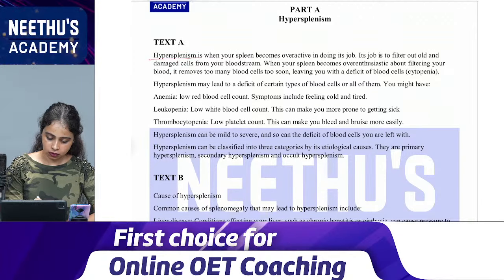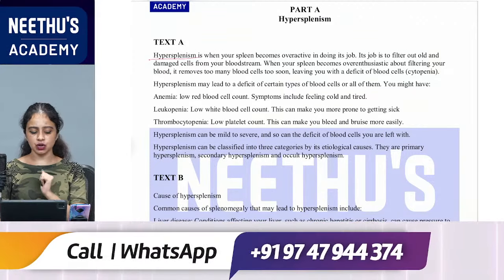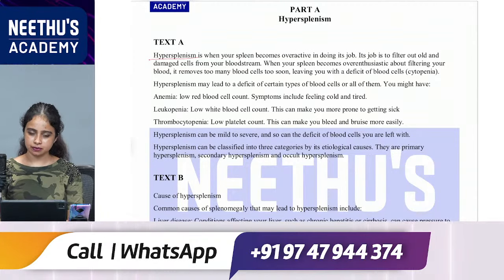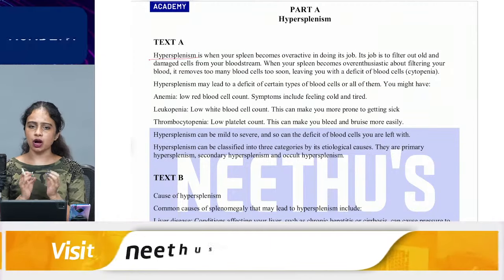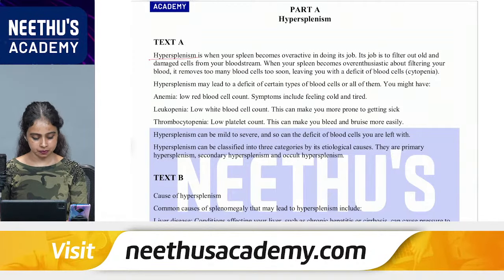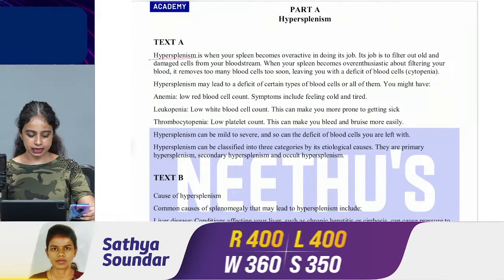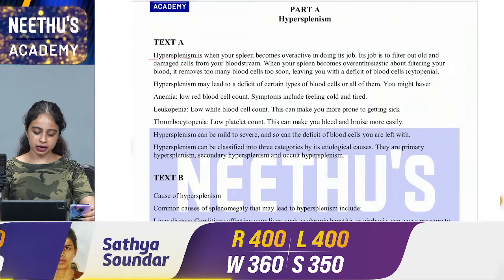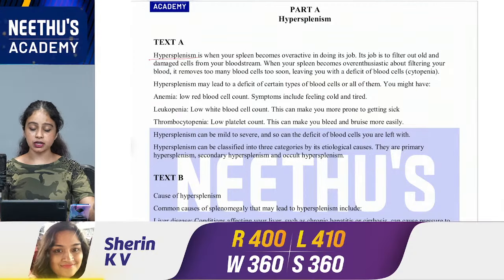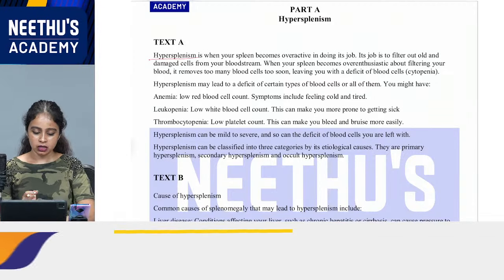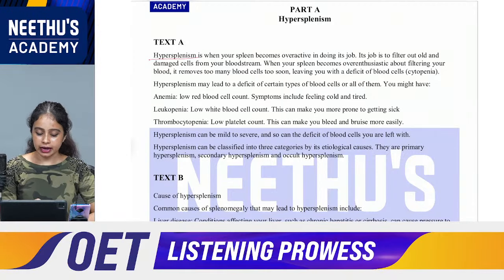Before that, may I know what are your keywords from text A in the comments? Now you guys know how to mark the keywords, right? So may I know what are the keywords from text A? Any idea? Yes, Jubi, Ammu, Aina, Doshna, Nebi, Kirtu. What are your keywords? So hypersplenism, then I'm marking when.